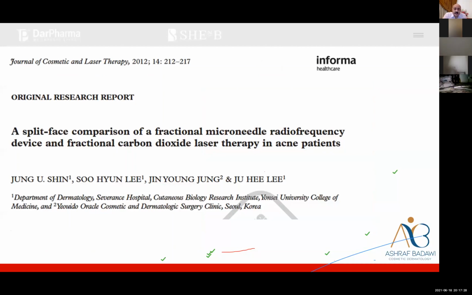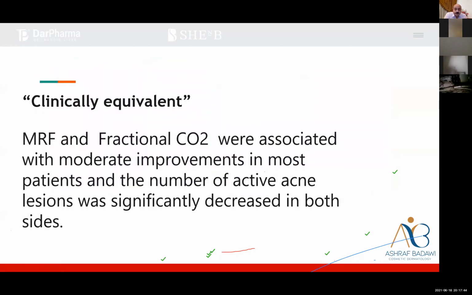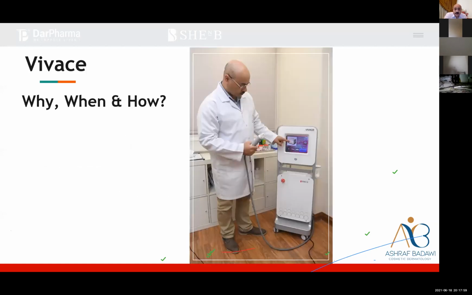And this was an interesting article about a split face comparison of fractional microneedling radiofrequency device and fractional carbon dioxide. So half of the face was treated with microneedling radiofrequency, and the other half was treated with fractional CO2. What was the outcome of that? They were clinically equivalent. So both the microneedling radiofrequency and fractional CO2 were associated with moderate improvement in most patients, and the number of active acne lesions was significantly decreased in both sides.